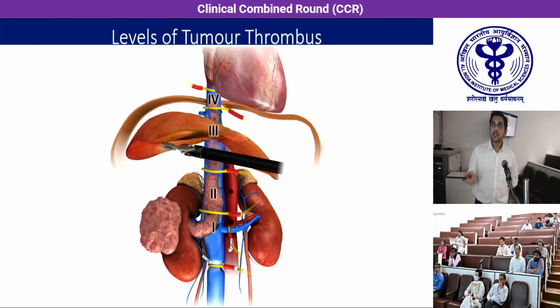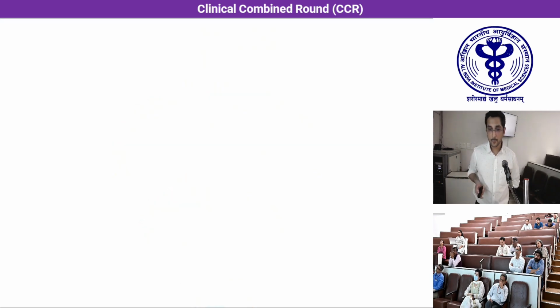This is a schematic diagram of the level of thrombus. Level 0 is when the tumor thrombus is limited to the renal vein. Level 1 is when it just comes into the IVC. Level 2 is within 2 centimeters of the renal vein ostium, below the liver. Level 3 is near the hepatic venous confluence, but crucially it is below the diaphragm. And above the diaphragm, into the heart or in the supradiaphragmatic IVC, is level 4.